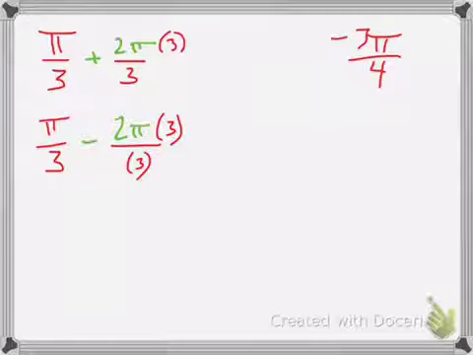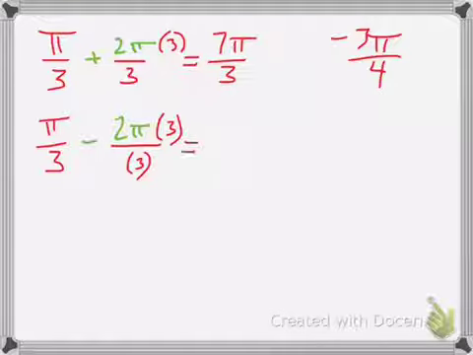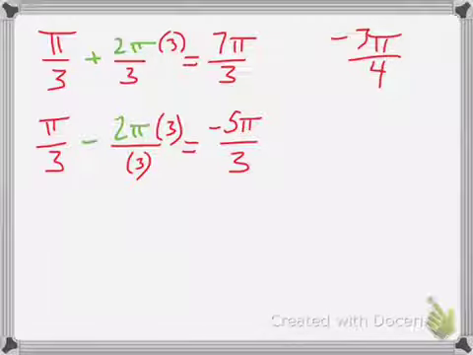So pi over 3 plus 2 pi over 3 is what? It's pi plus 6 pi, 7 pi, right? 7 pi over 3. And pi over 3 minus 6 pi over 3 is negative 5 pi over 3. We treat pi like a variable, and we treat the numbers in front of it like coefficients.